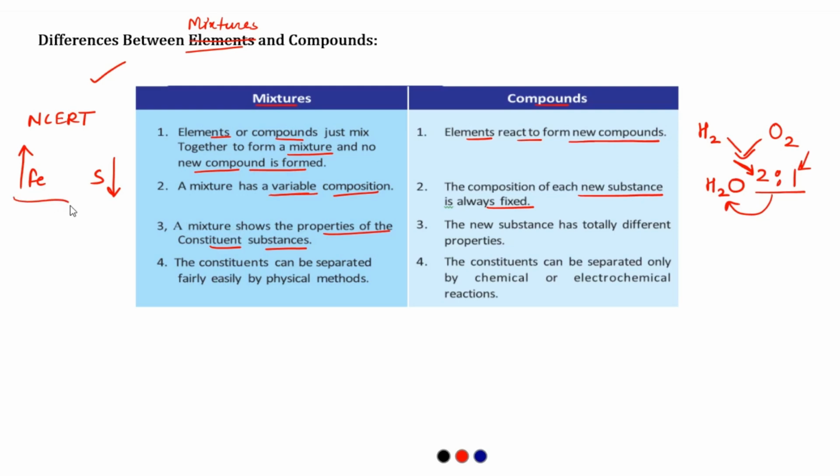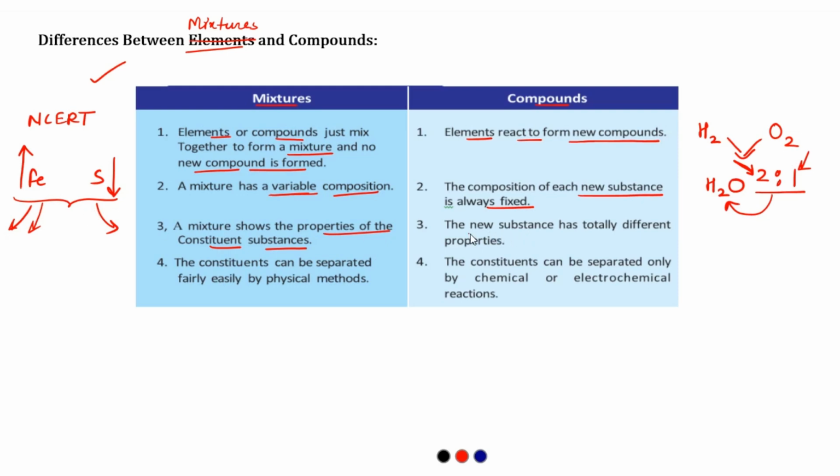Like in the same example, if you see, iron has a different color, sulfur has a different color. Sulfur shows yellow color, iron shows black color. If you do the magnetic test, iron will get attracted towards the magnet, sulfur will not. So here all the elements are free. They will show their properties separately.